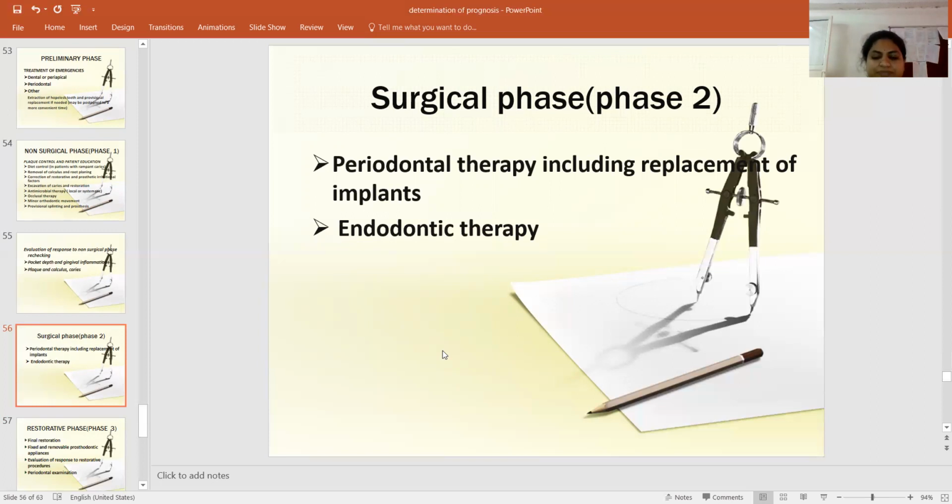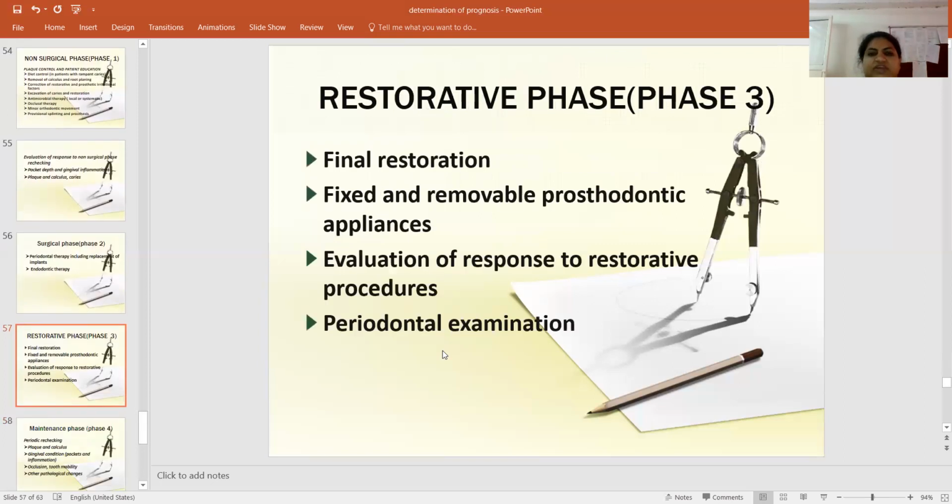And endodontic therapy, the root canal therapy, apicectomy, and the excision of cysts and tumors, all this comes under the surgical phase. So the surgical phase and restorative phase are side by side. It is not necessary that the surgical phase is 2 and the restorative phase is 3. Mostly this forms a mutual interaction.